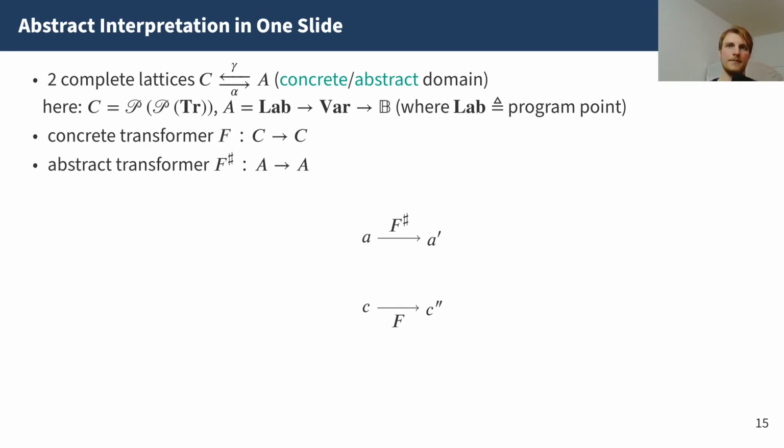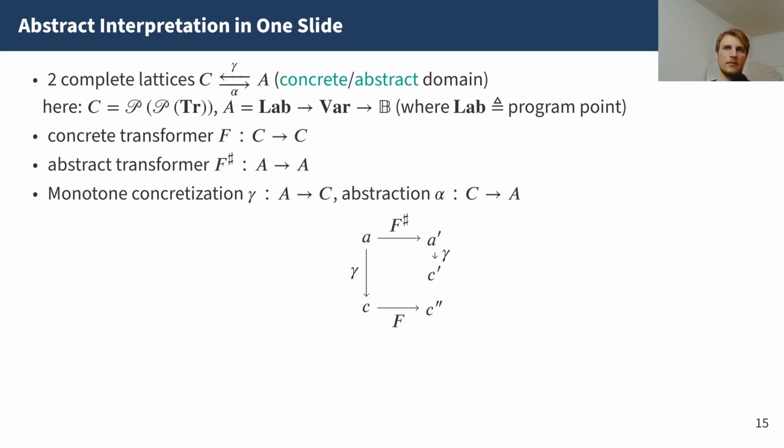The abstract domain A is the analysis information. In our case, this is a predicate on program points and variables. The abstract transformer F# defines the actual analysis. It expresses how we get from existing analysis information to new updated analysis information. The connection from the analysis information A to the concrete world C is given by the concretization function gamma. Gamma defines what concrete properties are represented by an element of the abstract space.